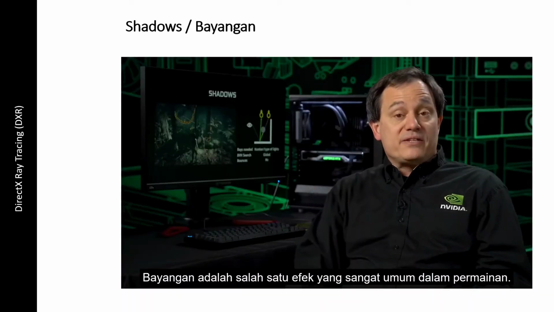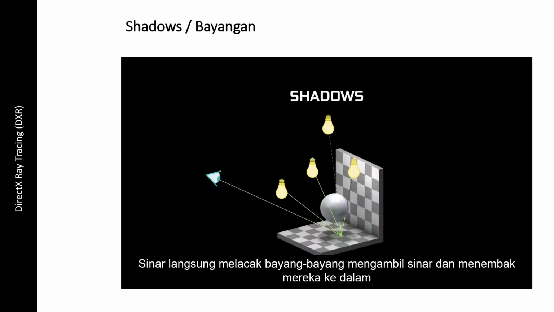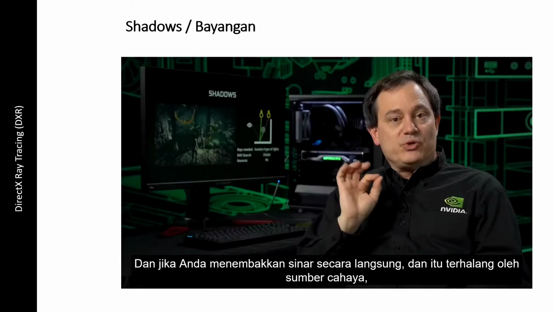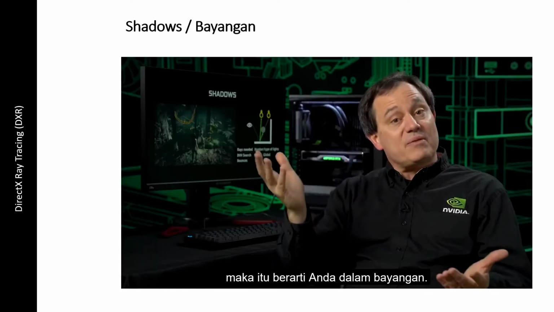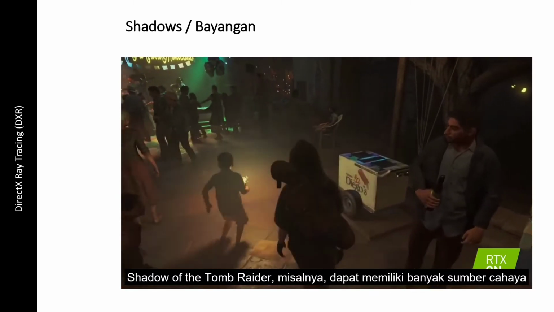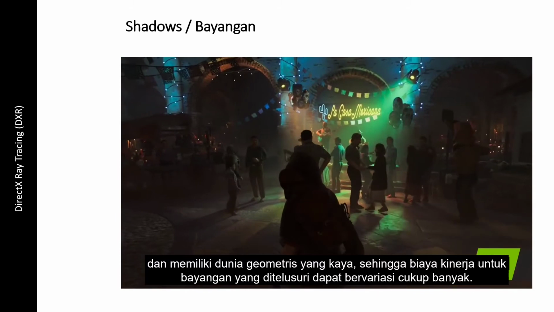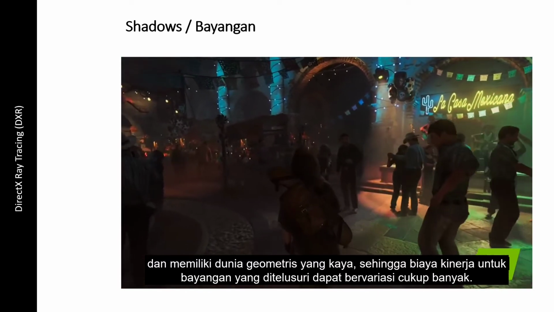Shadows are one of those other effects that are really common in games. Ray trace shadows take rays and shoot them into the scene for every light source and intersect with all the geometry. An occluder is something that blocks that light source. And if you shoot a ray and it's blocked from the light source, well, then that means that you're in shadow. Shadow of the Tomb Raider, for example, can have a large number of light sources and is a rich geometric world. So the performance cost for ray trace shadows can vary quite a lot.